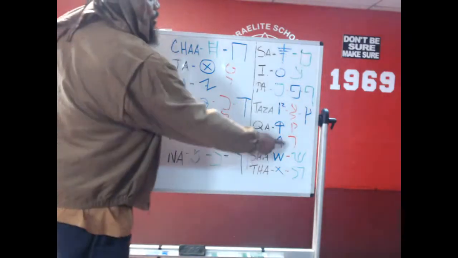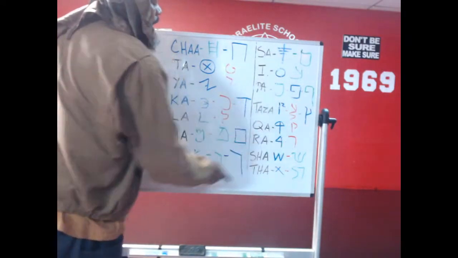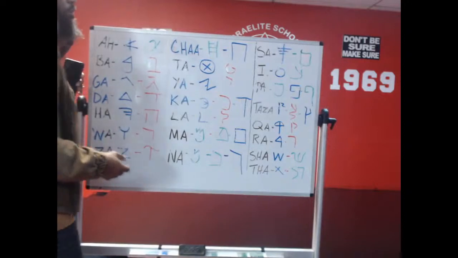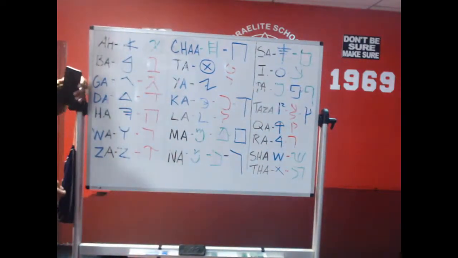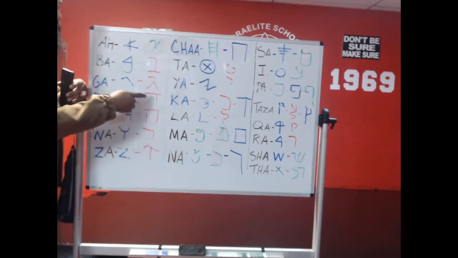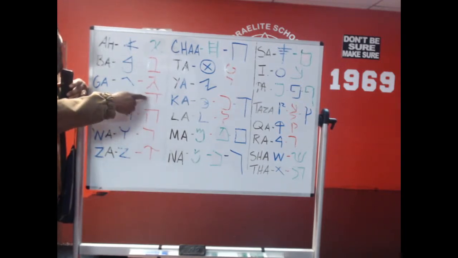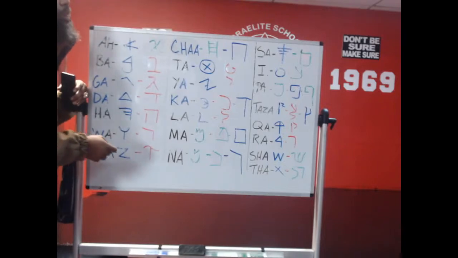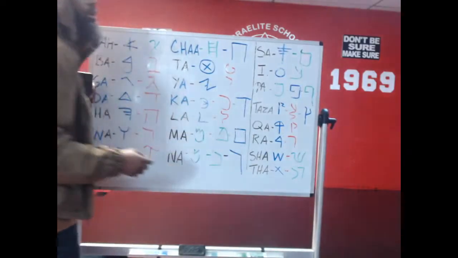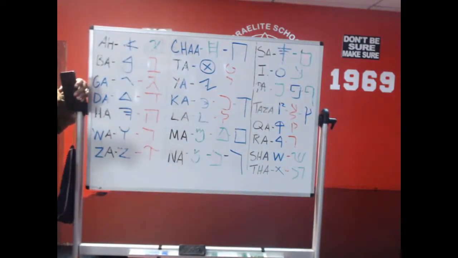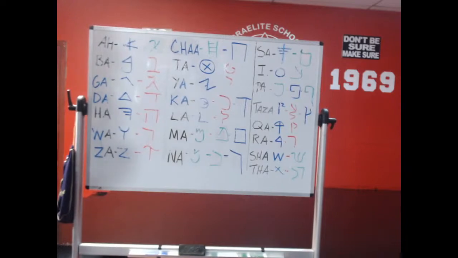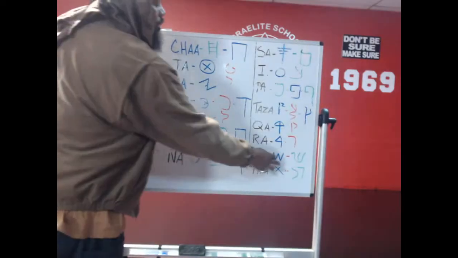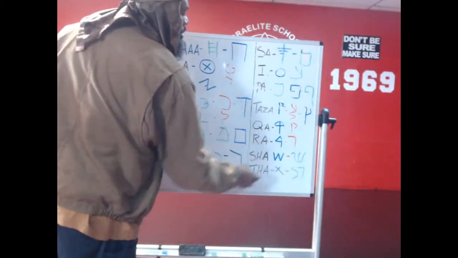Then next we have Ra. When we write this out, Ra kind of looks like a number 7. But some people can get confused with the Ra and Da. But now remember, Ra is going to have more curve appeal as opposed to Da, which is just straight out. Next, we have Sha.